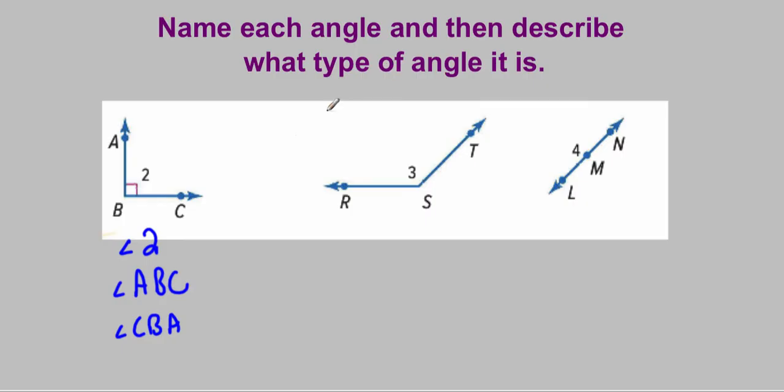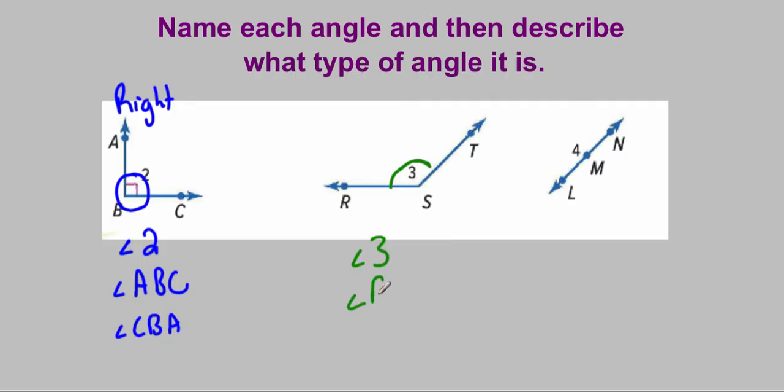And then what type of angle is it? Well, the dead giveaway is that right angle symbol right there. It's saying that this is a right angle, meaning it's exactly equal to 90 degrees. How about our next one? So let's name it. Well, we're looking at this angle here, so we can name that angle 3. Or if we want to name it by its points, it goes from R to S to T.